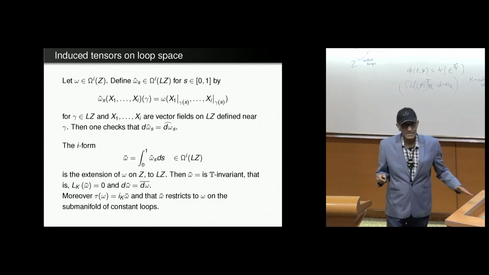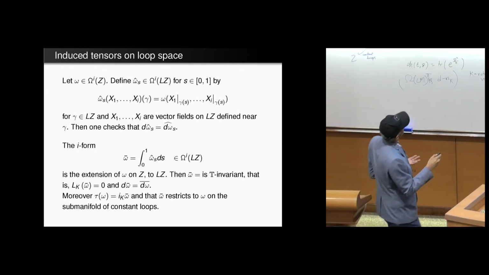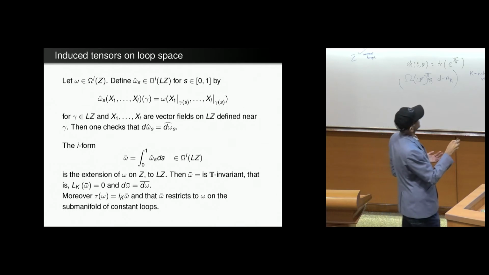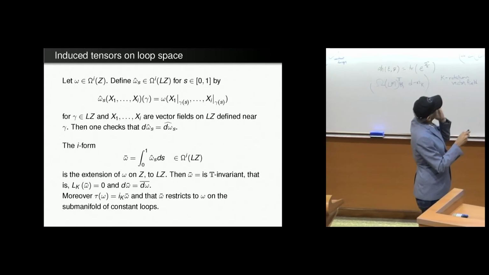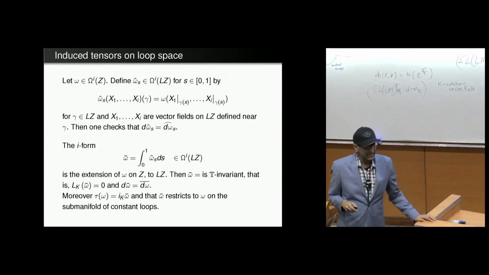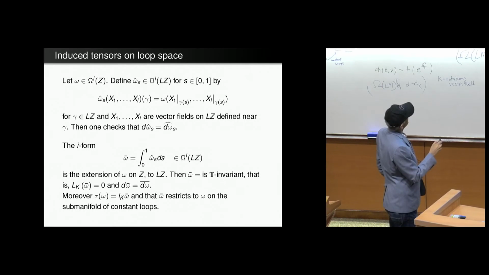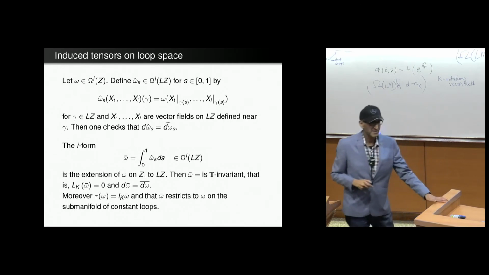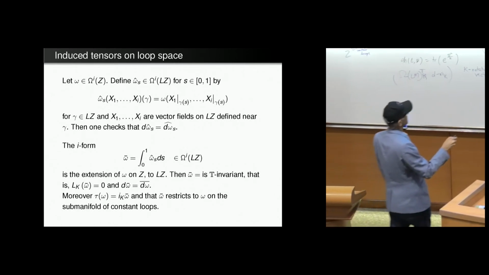Now, this looks good, but the problem is it depends on the S parameter. What you do is just integrate it out. You integrate omega hat of S with respect to S, and call that omega bar. Again, omega bar is an extension of omega to all of loop space. It's invariant under the rotation action, and the bar commutes with D. An important formula is that you can transgress omega, and you can bar omega, and there's a close relation. The transgression of omega is equal to bar omega, a form of the same degree, contracted by the rotation vector field. That's the relation between this extension and transgression.